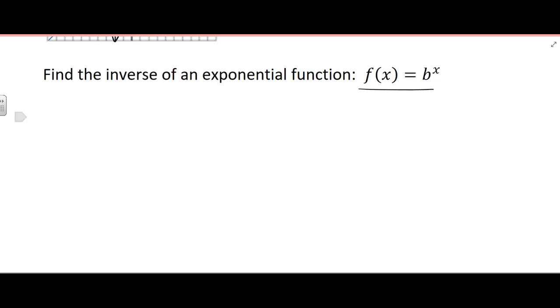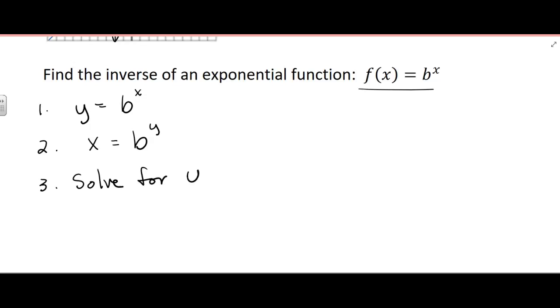So step 1, to find an inverse, you write y equals b to the x. Okay, that's not a big deal, right? And step 2, you switch x and y. x equals b to the y. And then step 3, we're supposed to solve for y. And then we can do the inverse notation. Now here's where we run into a problem. How do you get that y out of the exponent spot?